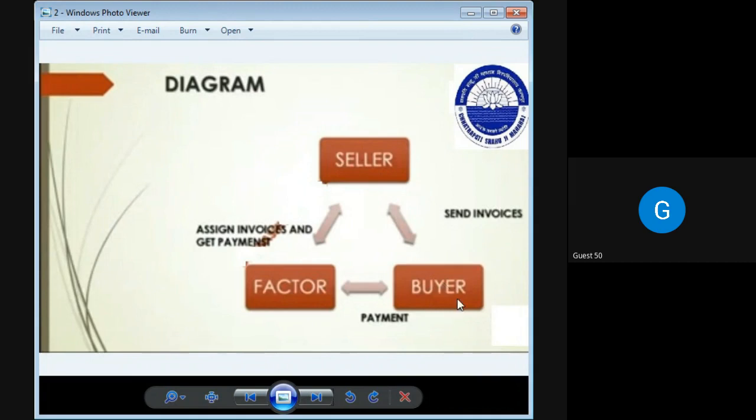And at the time of the payment, the buyer will pay the factor. And in case the buyer is unable to pay the factor, then what will happen? The factor will recover this amount from the seller, not the buyer, because the factor has already released the funds against the invoices to the seller.